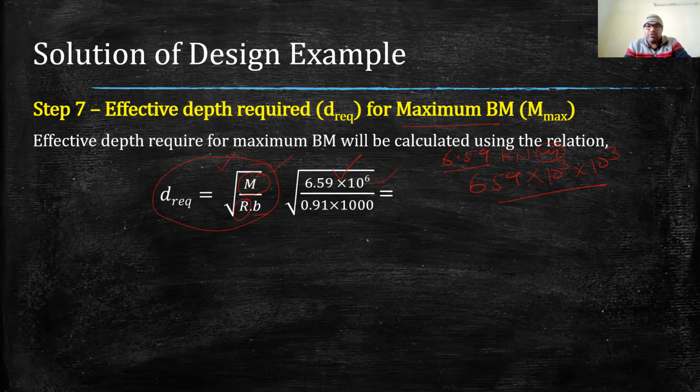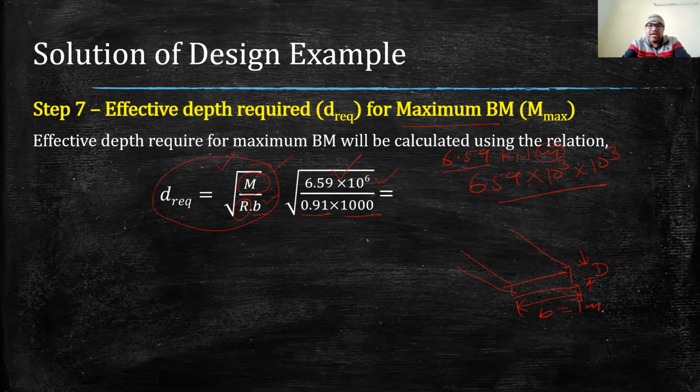Similarly, the R value we already calculated in step 1. B is the width of beam, and because we are treating the slab as a unit strip, this is the value of B, which is 1 meter, and this is the thickness, which is the overall depth of the slab. So that is why here the B value will be 1000 mm.